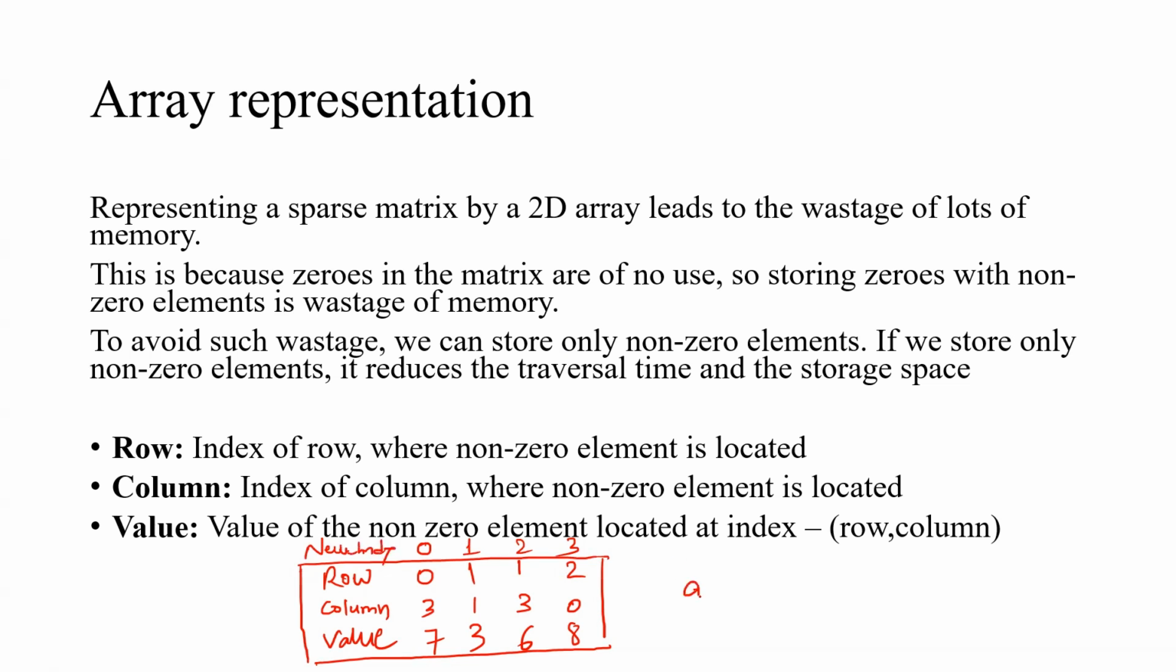So I can say that A of 0 is having value 7, A of 1 is having value 3, A of 2 is 6, A of 3 is... In this way, we can save our computational time, and we can say traversing time and space also.